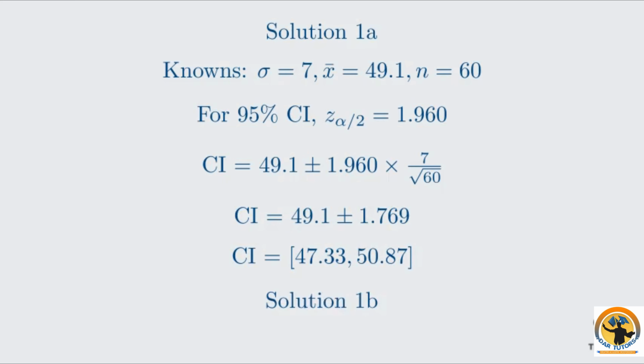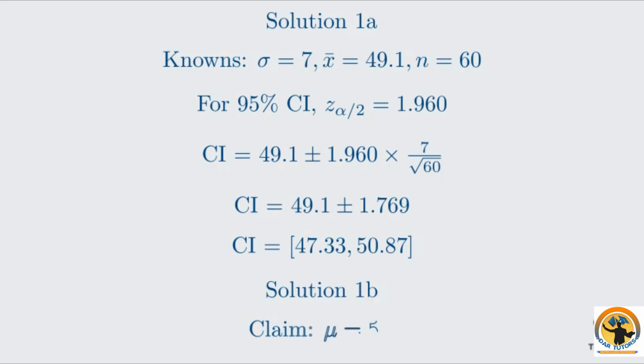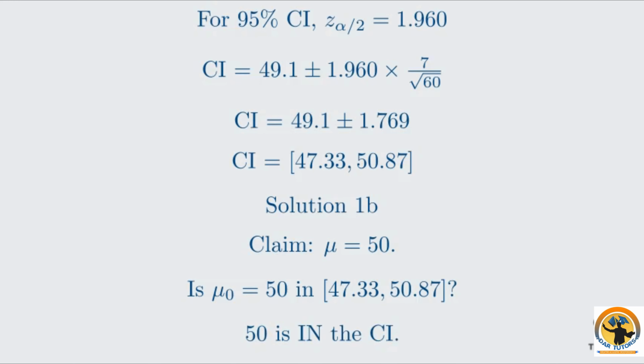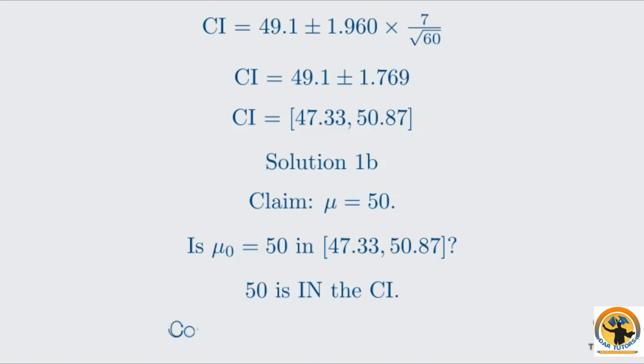For part B, we assess the claim. The claimed value for the mean is mu0 equals 50. We check if 50 is inside our interval. It is. Since the claimed value 50 is within the 95% confidence interval, we do not reject the null hypothesis. There is not sufficient evidence at the 5% significance level to dispute the claim that the population mean is 50.